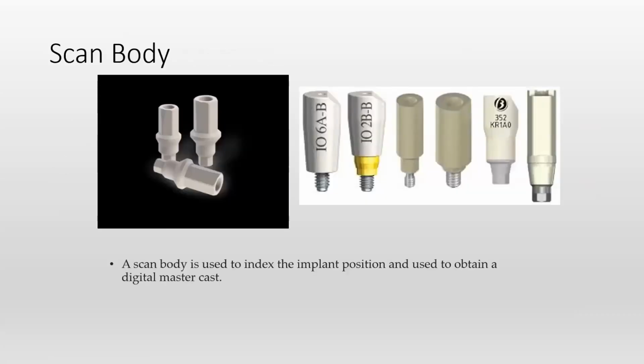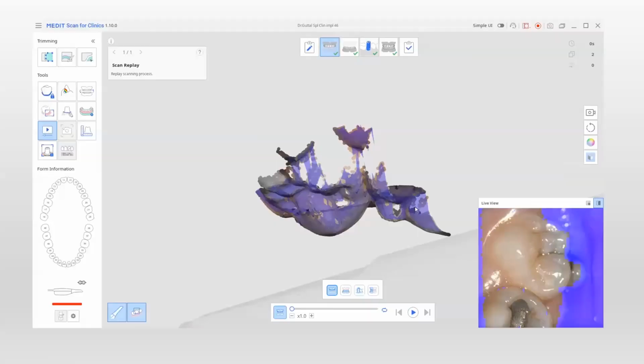To make the digital impression of an implant, we need something called scan bodies. These are basically the impression copings for the digital version. The scan body is used to index the implant position and obtain a digital master model. These scan bodies are made of PEEK and titanium base, and various implant systems provide them. It is system specific. Whatever implant system we use, the same scan body has to be used. They come in different shapes, designs, and numbers.